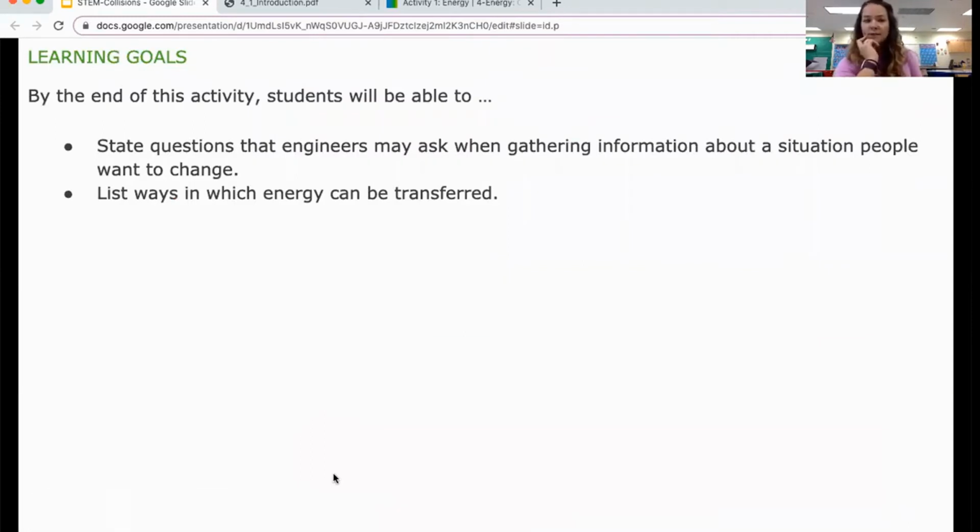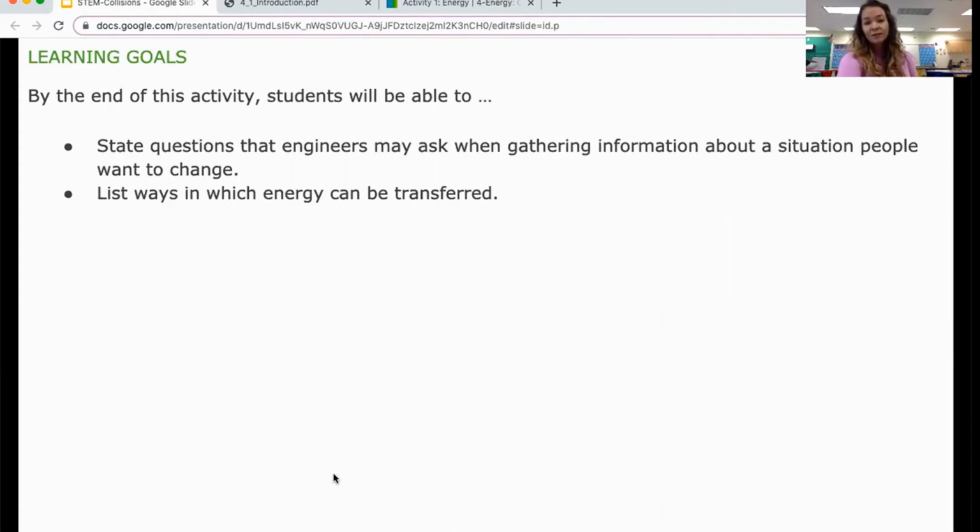While we're learning together, I want you to be thinking about some learning goals that I have for you. And there's two of them. By the end of our time together, I would like for you to be able to state questions that engineers may ask when gathering information about a situation people want to change. You'll find in this module that you are going to act as engineers and you're going to build your very own vehicle, and you're going to have to think like a real engineer about a situation that has a problem that you're going to want to fix.